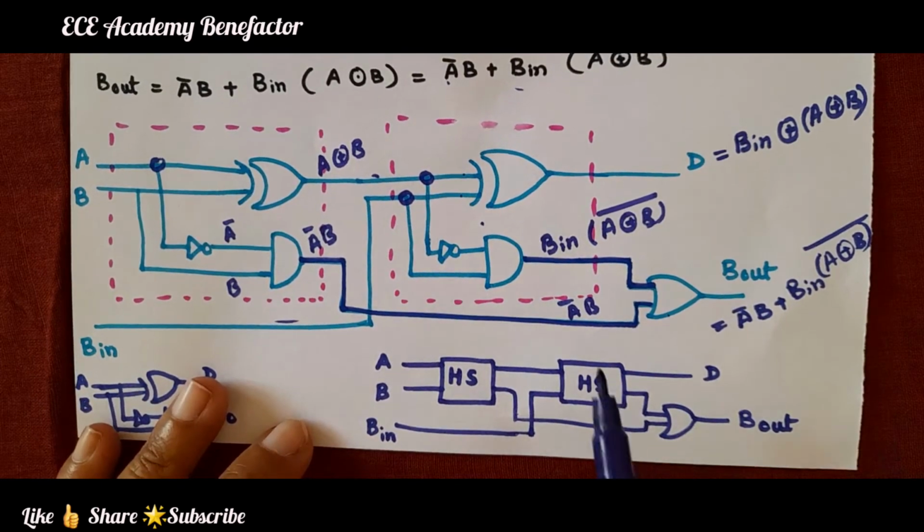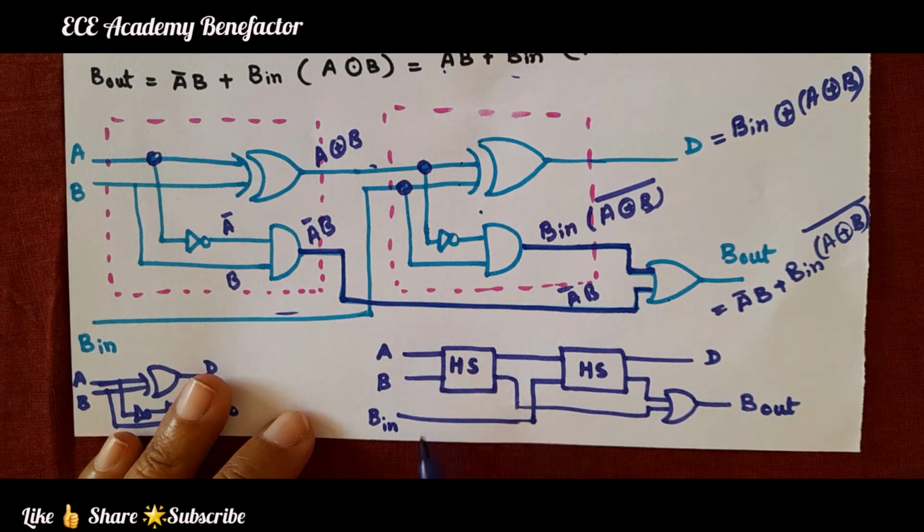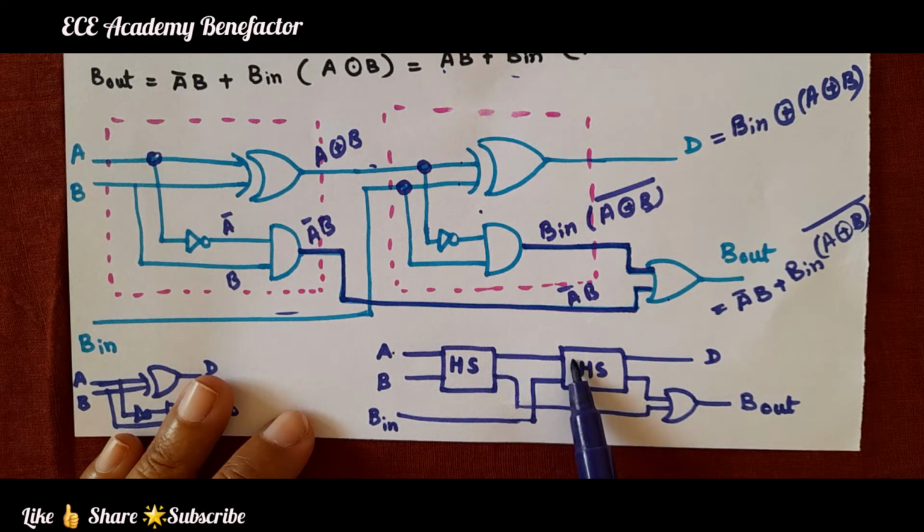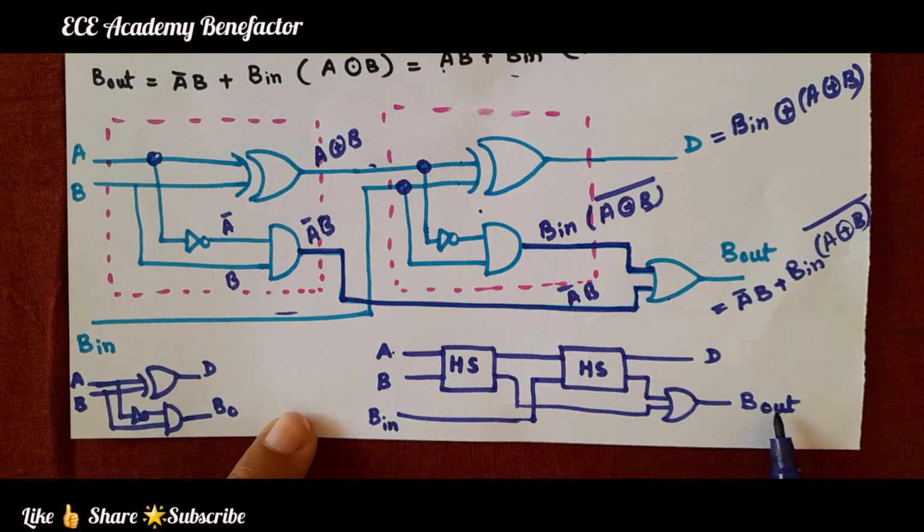So, we can easily understand like this with the help of a block diagram. This is a full subtractor having three inputs A, B, B in. A and B are given to the first half subtractor. The difference is coming, and this difference is given to another half subtractor, and the third input is going to this half subtractor to get the difference equation. And now the first half subtractor borrow is going to an OR gate, and the second half subtractor borrow is also going to the OR gate to get the B out.